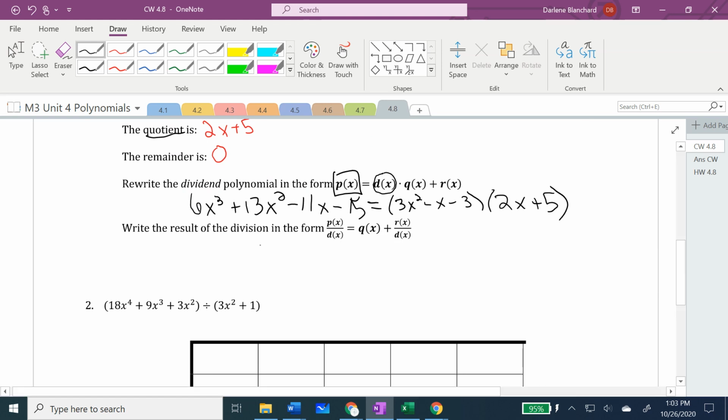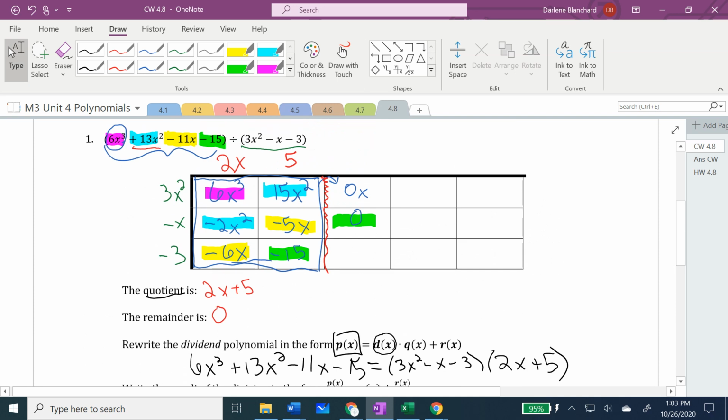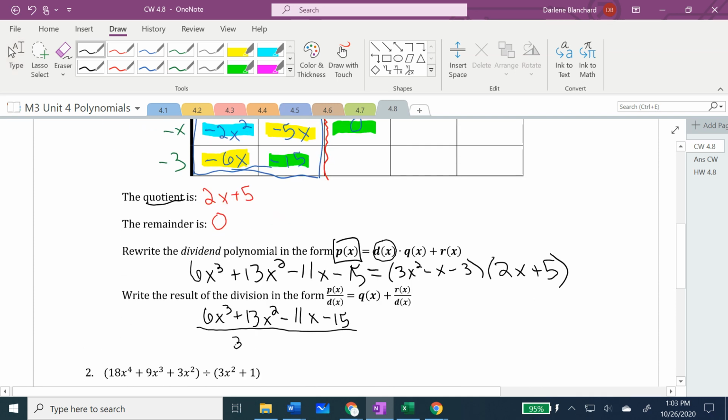Then for writing the result, in the homework, I also pre-wrote the p of x over d of x, which would be the polynomial being divided, called the divisor. No, sorry. Saying it wrong, getting my words wrong. It's called the dividend, but people don't use that word very often. And then divided by the 3x squared minus x minus 3, which is the divisor. It's doing the dividing, so it's equal to the quotient, 2x plus 5, and with no remainder, I don't need to write anything else. So this form shows you how that original polynomial can be factored. This form is looking at the answer to the division.